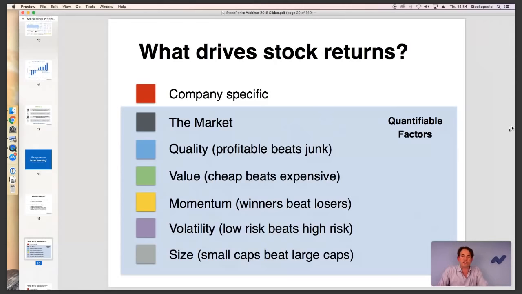There is more of a question mark over the size anomaly. It disappeared for a good 10, 20 years. But there's been research showing that if you control for quality, size is still a very good factor. And I think that's a very important point. So I don't think these are going to be arbitraged away.